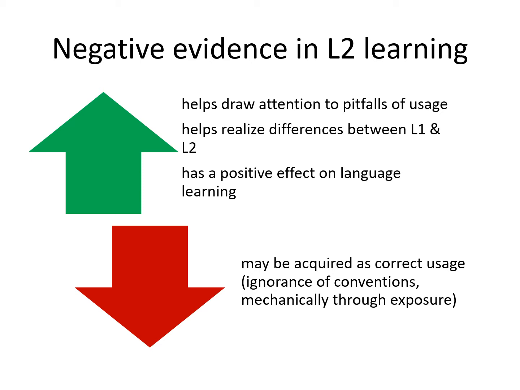The issue of negative evidence has received quite a bit of attention in the theoretical literature on the topic. Some researchers expect negative evidence to help draw attention to pitfalls of usage and realize differences between one's L1 and L2, which may have a positive effect on language learning. Others warn that exposure to erroneous usage might make learners acquire non-examples as if they represented correct usage, either through ignorance of the typographic conventions used to highlight negative evidence, or mechanically through sheer exposure.